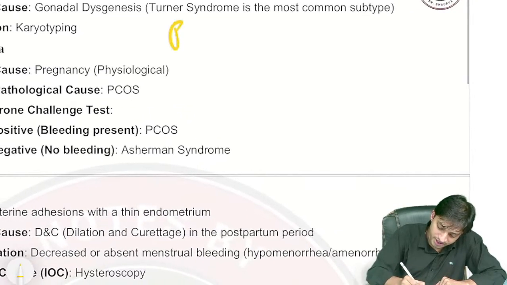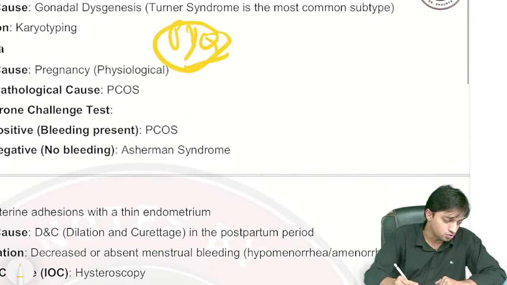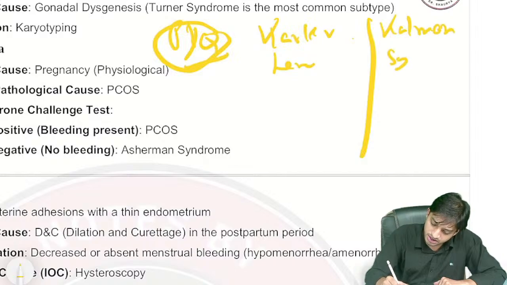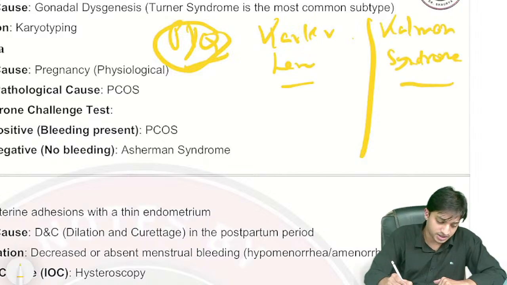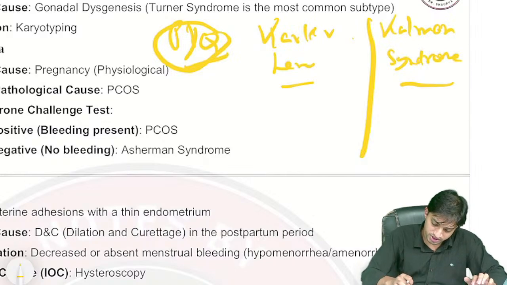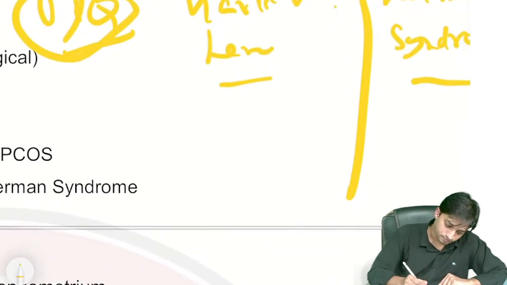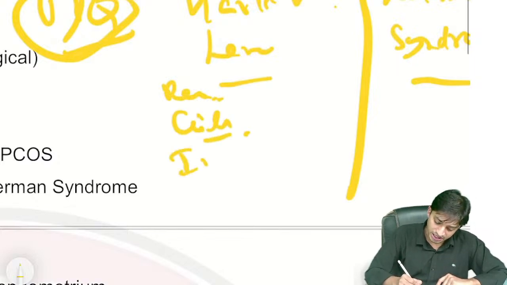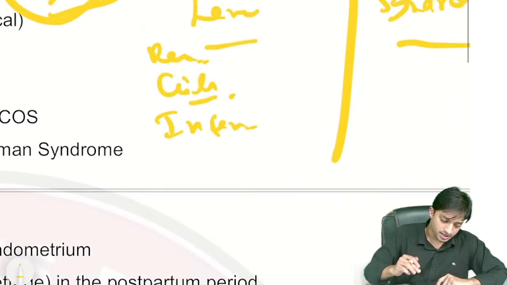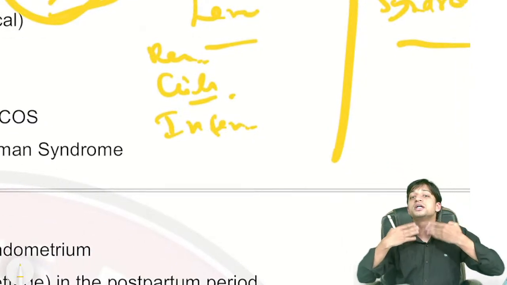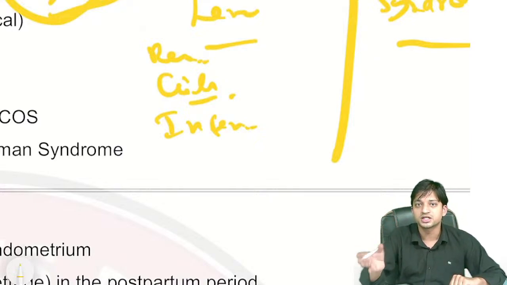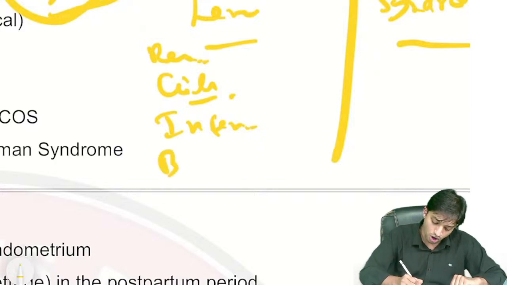Important PYQ point we will discuss, because they have been asking this PYQ: Kartagener syndrome and Kallmann syndrome difference. Very frequently they have asked. In Kartagener syndrome, you will see there is a respiratory problem, ciliary dysfunction is there. There will be infertility history, and because there is ciliary dysfunction, there will be recurrent respiratory tract infections, chronic infection, and also a history of bronchiectasis.